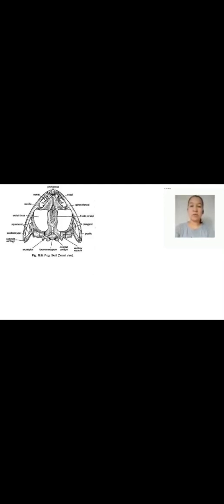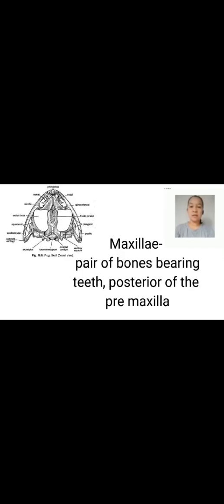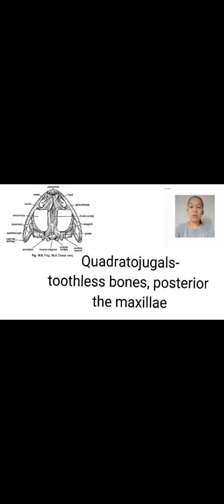Hello guys, I'll be reporting today about the dorsal bones of the frog's skull. Here are the parts of the dorsal bones. I have here the premaxilla. It is the most anterior bone which bears teeth. Maxilla is the pair of bones bearing teeth, posterior to the premaxilla. Quadratojugals are the toothless bones posterior to the maxilla.